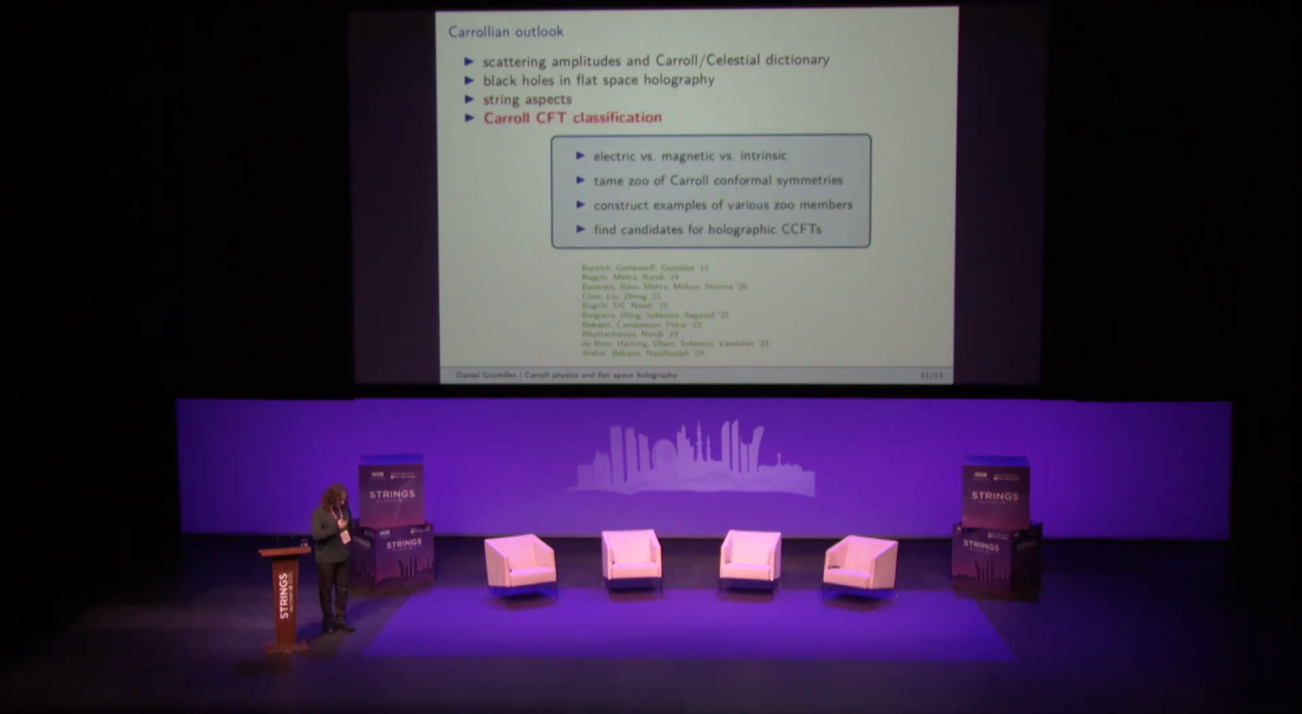And finally, I think it is a good time to start trying to classify Carroll CFTs, taming the zoo of the diverse Carroll conformal symmetries, construct examples of various zoo members, and find candidates for holographic CCFTs. As I indicated, it's much harder to come up with good examples for Carroll CFTs because we don't have an analog of minimal models, and when you take the limit of minimal model CFTs, we get something trivial.